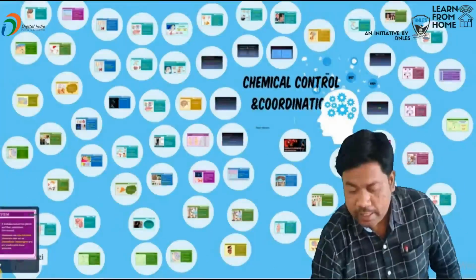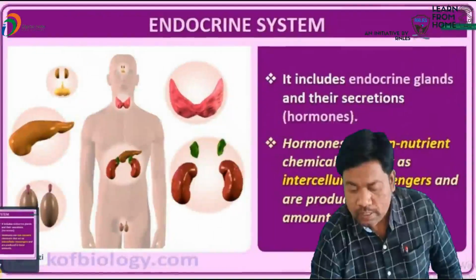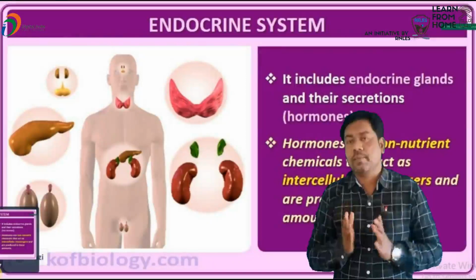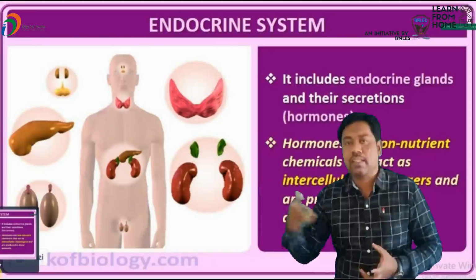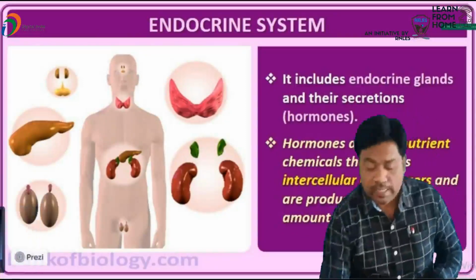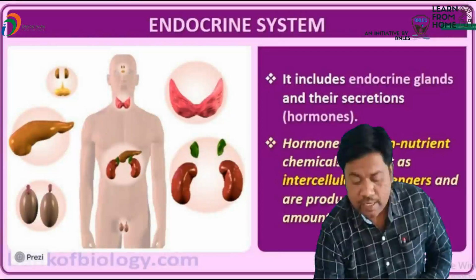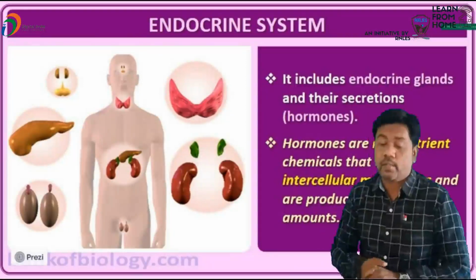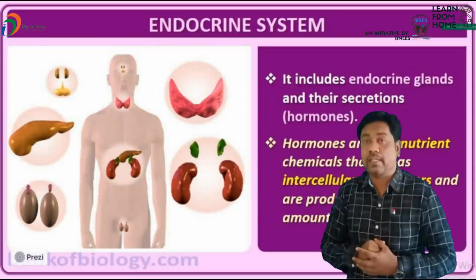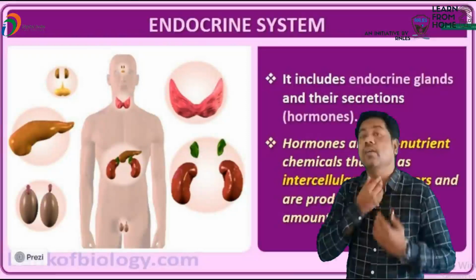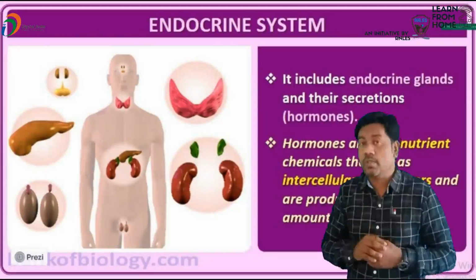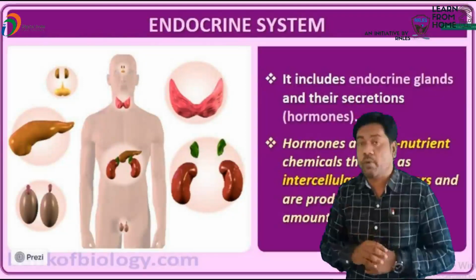So you have to see in this picture, what are endocrine glands? The glands present inside our body that are responsible for the production of hormones are known as endocrine glands. They include different kinds of glands, such as the thyroid gland located in the neck area and the pituitary gland present inside the brain, which are responsible for the production of hormones.